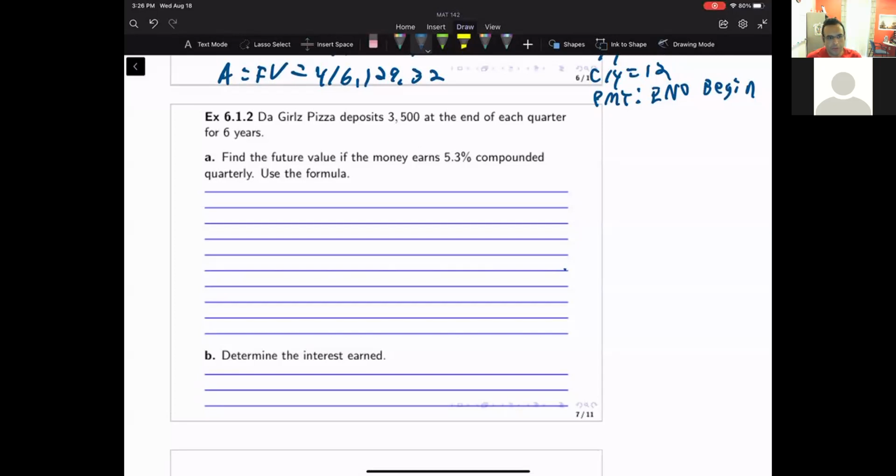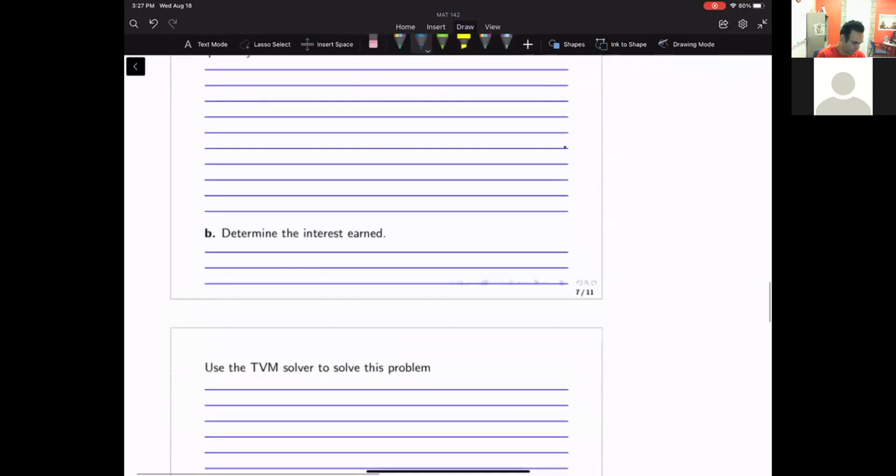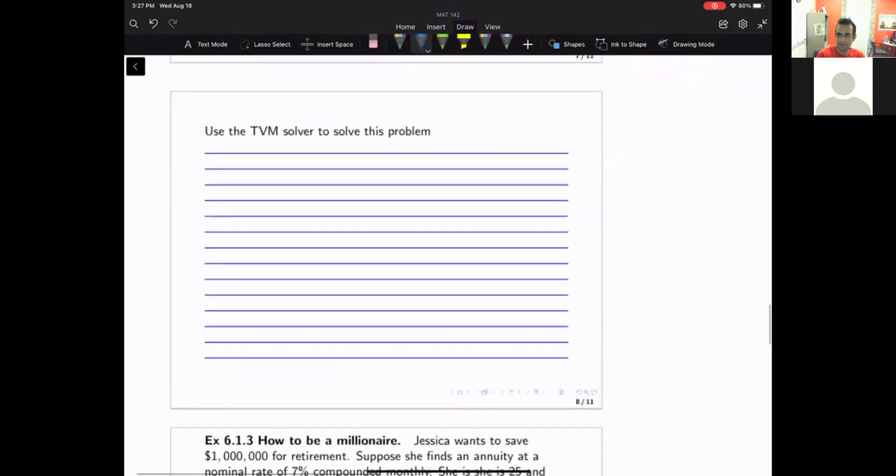So in the last video, I completed this problem using the formula, but now I'm going to do it with the TVM solver. So we have the gross pizza deposits $3,500 at the end of each quarter for 6 years. Find the future value if the money earns 5.3% compounded quarterly. And then we have to determine the interest earned. So we're going to use the TVM solver.